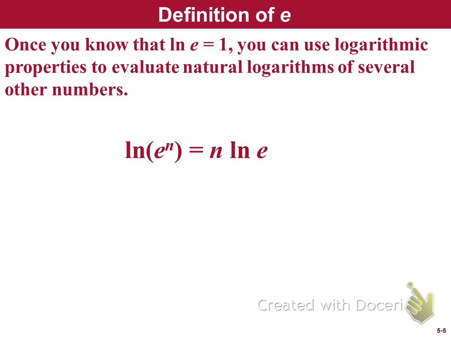Once you know that the natural log of e is equal to 1, you can use logarithmic properties to evaluate natural logarithms of several other numbers. For instance, if we had the natural log of e to the nth power, we could first expand it so that we had n times the natural log of e. And since we know that the natural log of e is equal to 1, we would end up with n times 1, so we end up with just n.